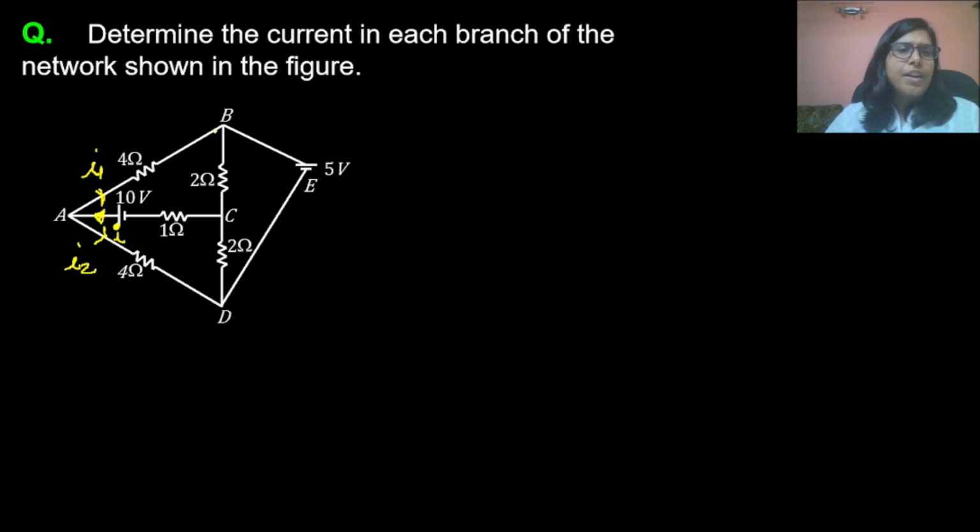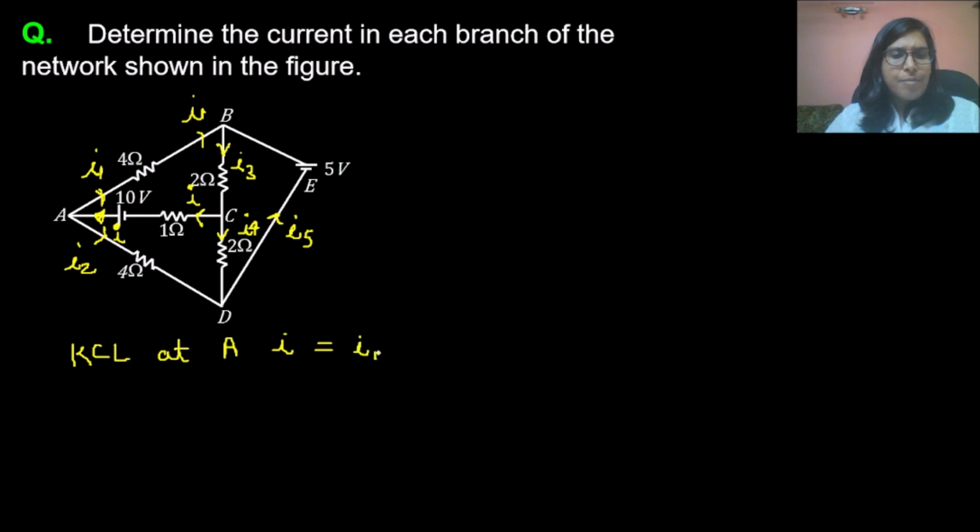Now I1 is going here, and suppose in this branch the current is I3. Here also this current is I. Here also suppose this current is I4, and in this branch suppose the current is I5. First of all, Kirchhoff current law at node A: I equals I1 plus I2. Right? So I2 can be written as I minus I1.